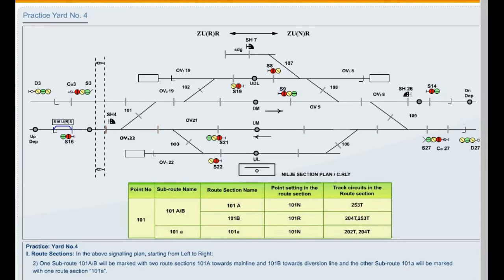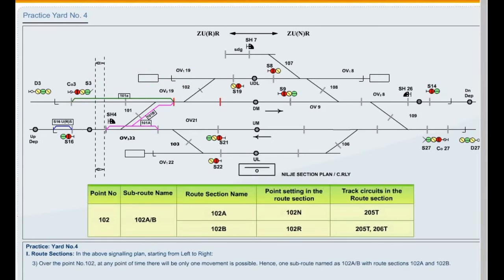Consider the table. One subroute 101A by B will be marked with two route sections, 101A towards main line and 101B towards diversion line, and the other subroute 101 small a will be marked with one route section 101 small a. Over the point number 102, at any point of time, only one movement is possible. Hence, one subroute named as 102A by B with route sections 102A and 102B.